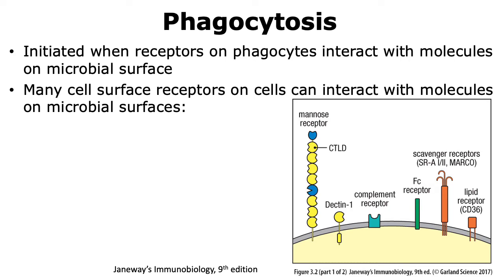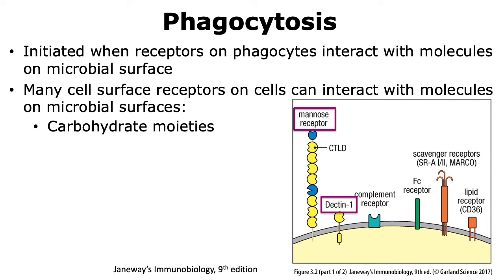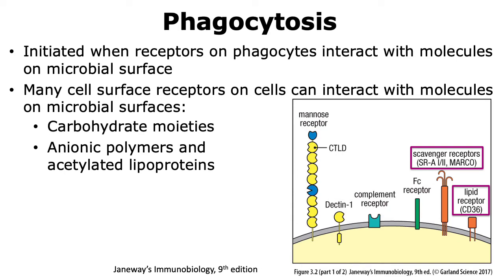Phagocytosis is initiated when receptors on the phagocytes interact with molecules on the microbial surface. Now, if you look at the picture, there are many different receptors that are shown, and some of them, like the mannose receptor and dectin-1, are able to bind to carbohydrate moieties present on microbial surfaces that facilitate the uptake of these microorganisms. We can also have receptors like scavenger receptors and lipid receptors that can bind to anionic polymers and acetylated lipoproteins present on the microbial surface.